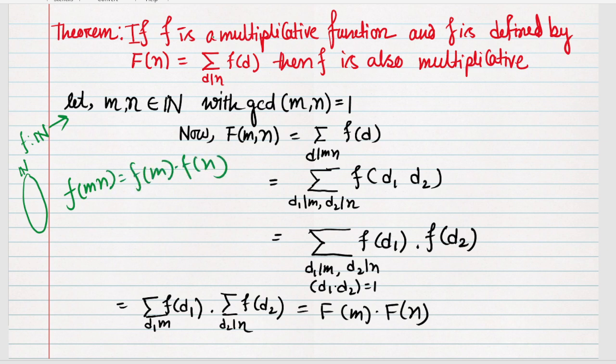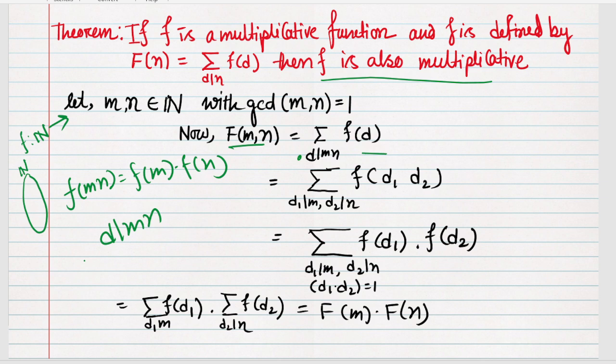So we have f is a multiplicative function, and F is defined by F of n equals summation d divides n f of d. Then F is also multiplicative. We have to show that F is also a multiplicative function. We know that F of mn equals summation of f of d, where d divides mn.